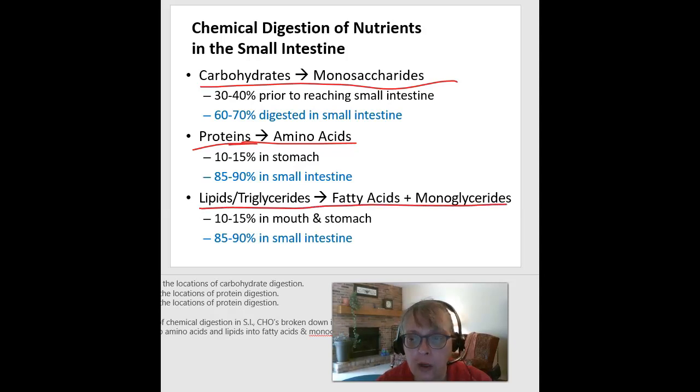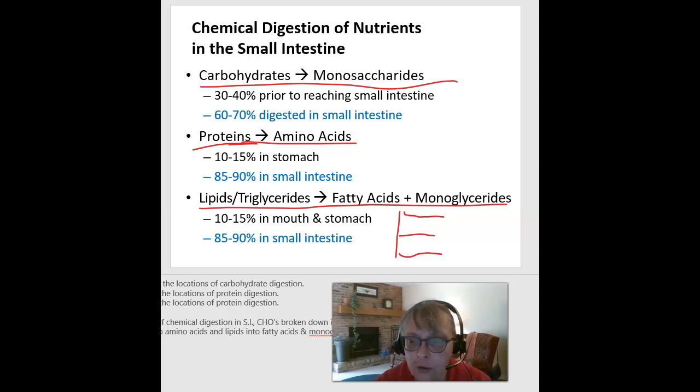Remember that a lipid has a glycerol backbone and then 3 fatty acid chains. If you take away 2 of those fatty acid chains, now it's a monoglyceride. Okay, just so you know what it means.